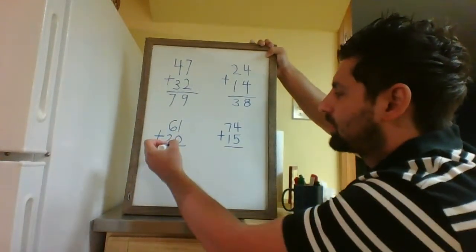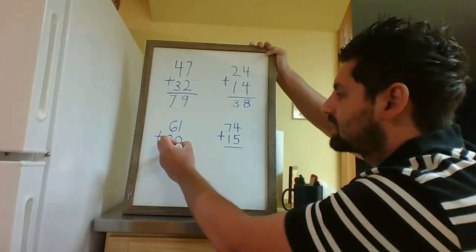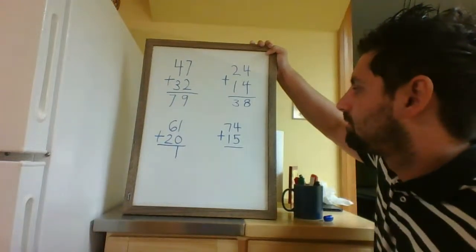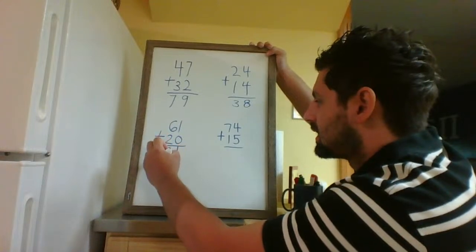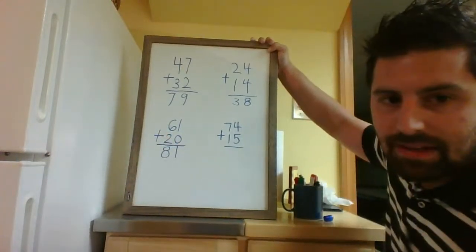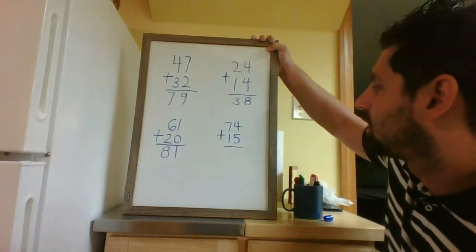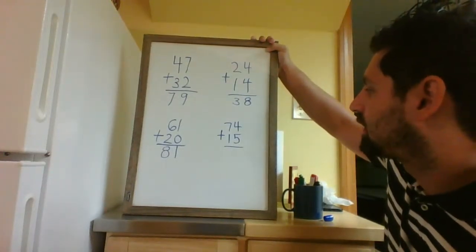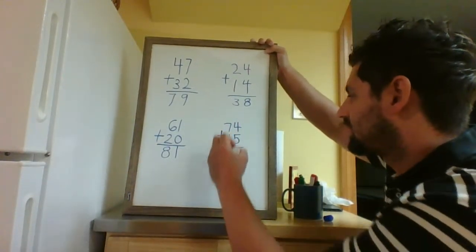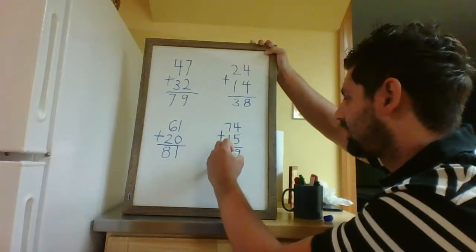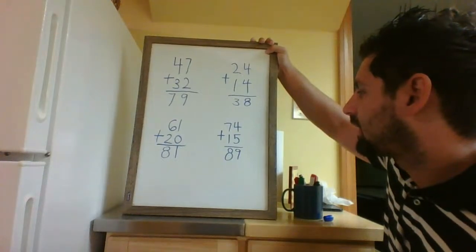So here we go. 61 plus 20. Start with the digits in the ones place. 1 plus 0 equals 1. 6 plus 2 equals 8. And our answer is 81. 74 plus 15. Starting in the ones place, 4 plus 5 equals 9. 7 plus 1 equals 8. We have our final answer. 74 plus 15 equals 89.